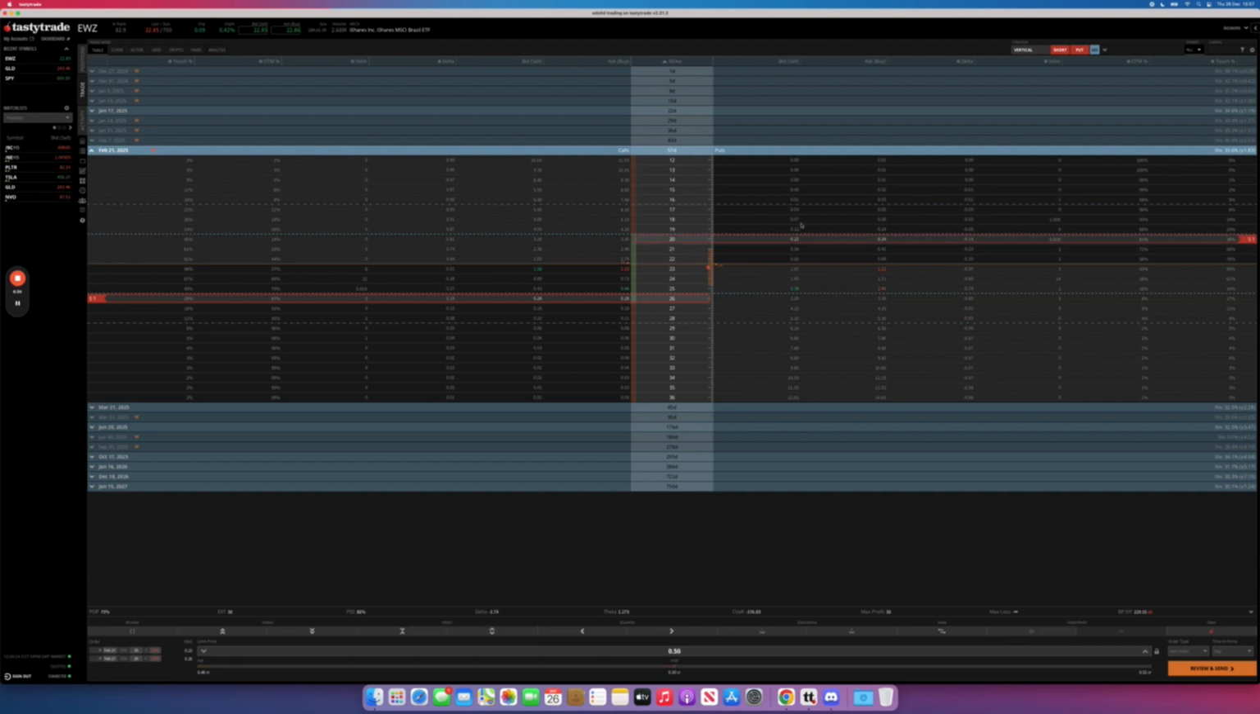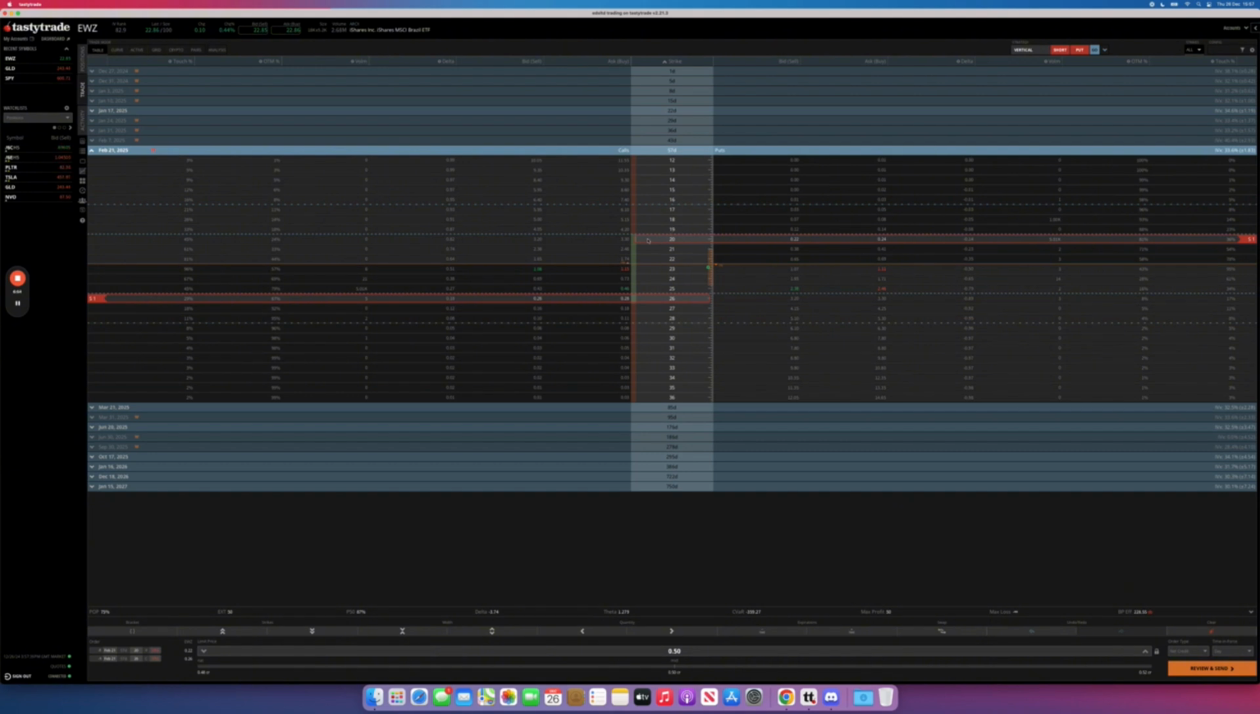Now as you can see here, these contracts line up perfectly. We are outside of the expected move, we are in and around the 1 standard deviation mark, and we're between 15 and 20 deltas. 1 or 2 deltas here or there doesn't really matter too much, just as long as you're in and around 15 and 20 deltas.